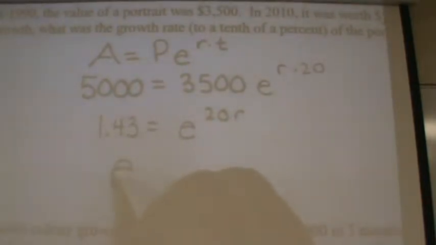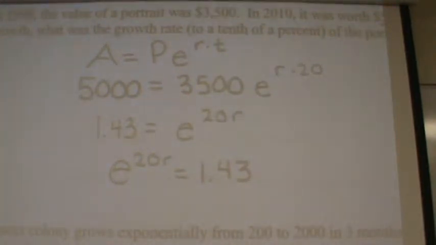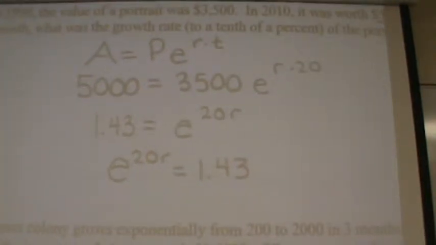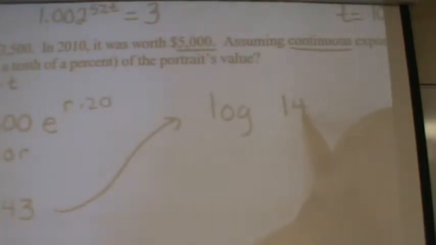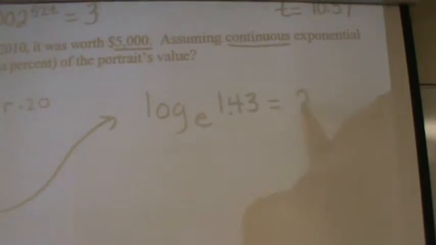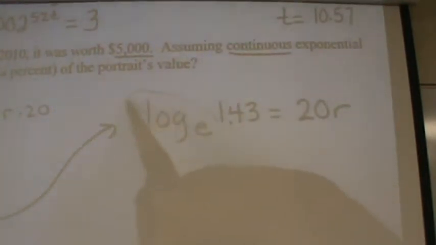Now, if you start like that, some people get disoriented, fix it. You can rewrite it. It's not going to kill you. So now it would be the log of 1.43 base e is equal to your 20r. But what's another name for log base e? ln.